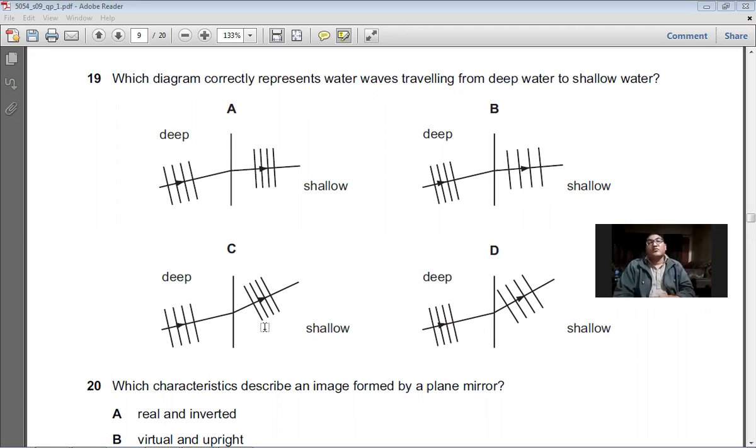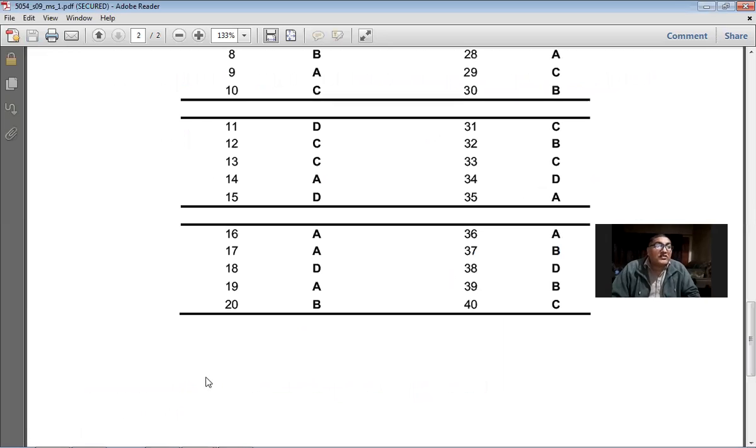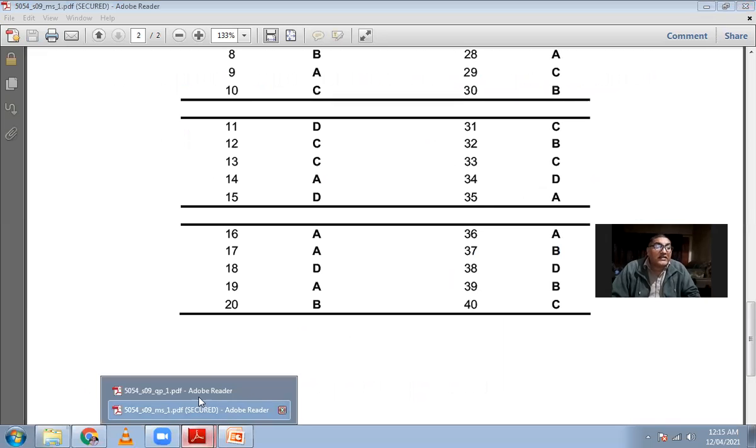Because when the water wave enters into shallow water, its speed will decrease. So it should bend towards the normal. If I draw the normal here, this one has bent towards the normal. If I draw the normal here, it has bent away from the normal. I think A is the right choice. Question number 19, A looks the right answer.